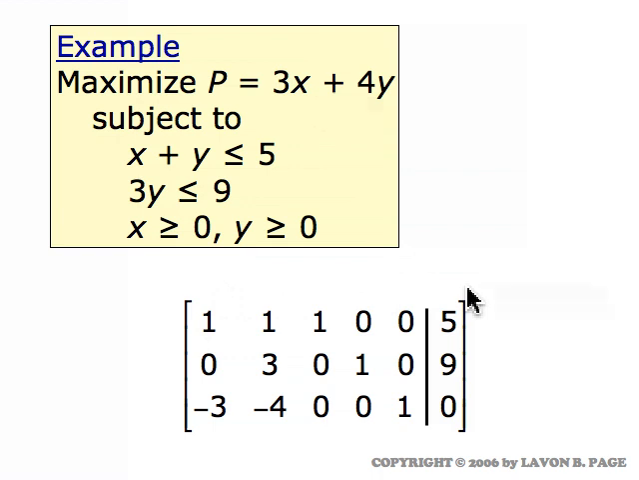Now, where will you go from there? This is your initial simplex tableau. What will be the first step of your simplex method solution? Grab the most negative number in the bottom row, which is the -4, right? So that determines that your first pivot element will come from this column.